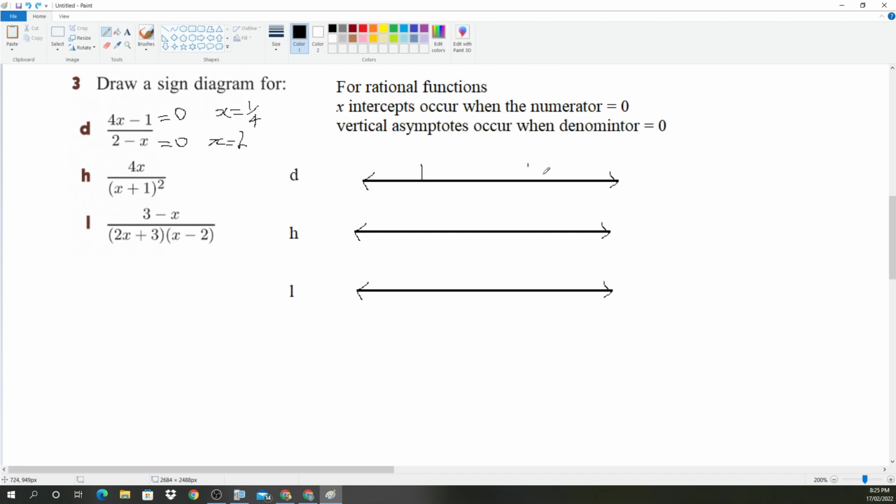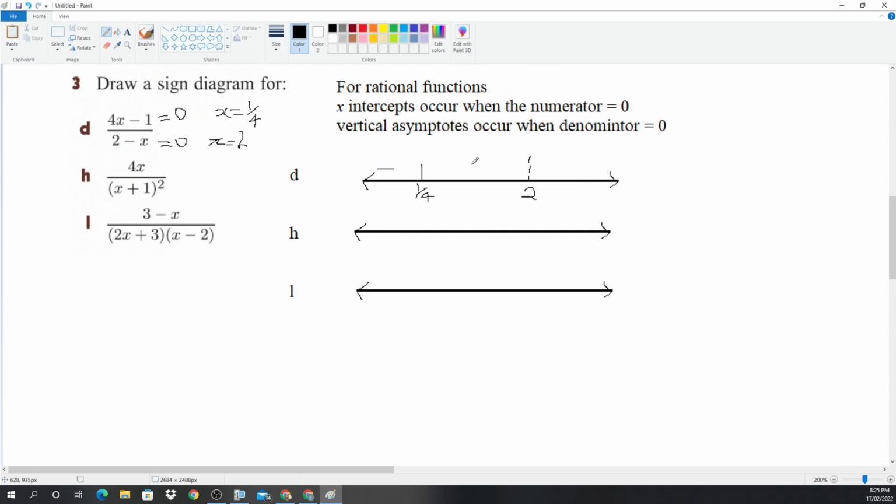Close enough. All right, so that is 1/4, and that is 2. Now, all you're going to do is substitute easy values in the middle of these 3 domains to work out the sign. So for example, I want to be to the left of 1/4. I can substitute 0. 4 times 0 is 0, minus 1, that would be negative on the top. 2 minus 0 is positive 2. Negative divided by positive is a negative.